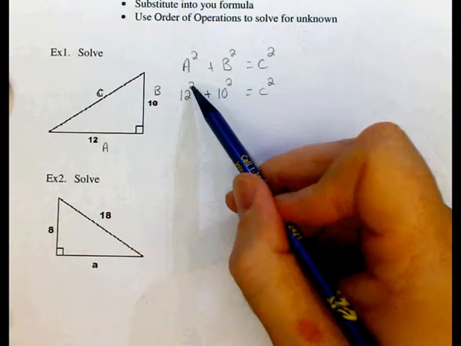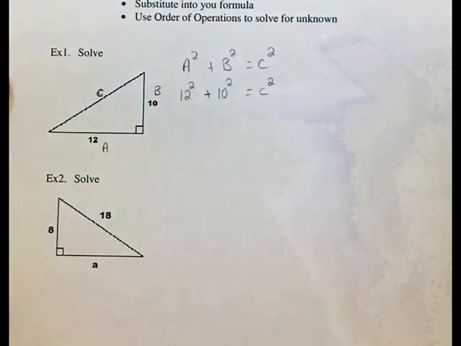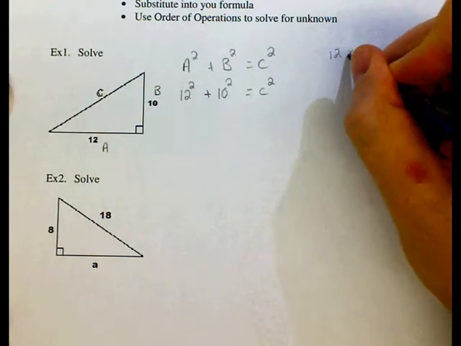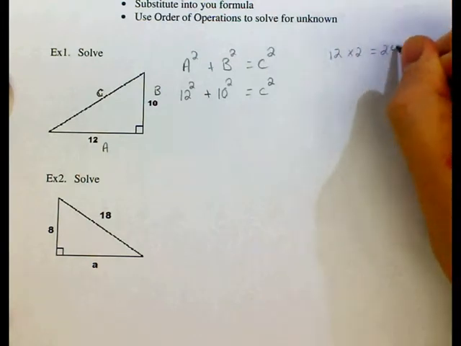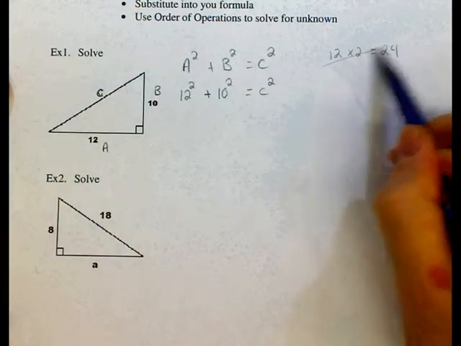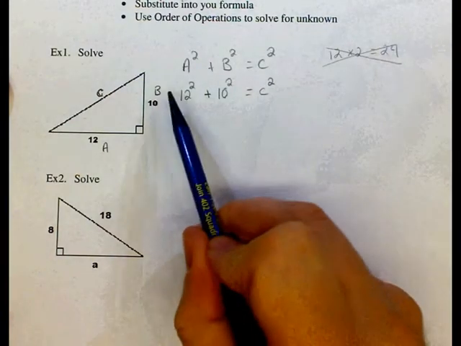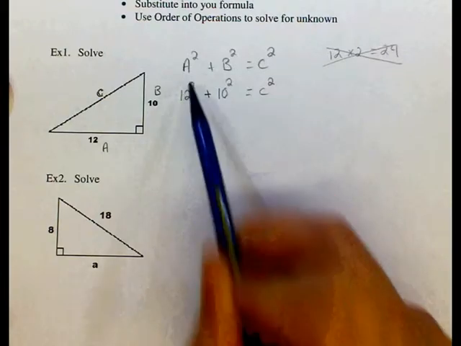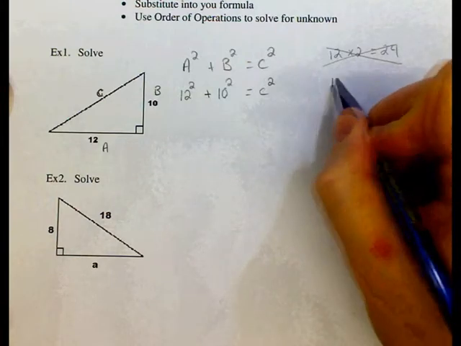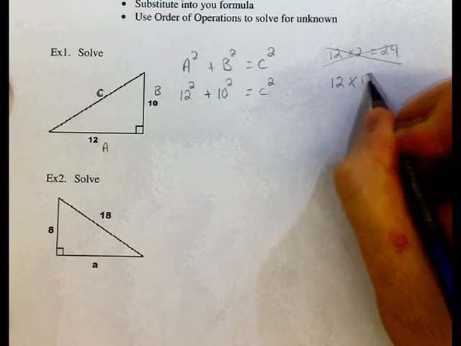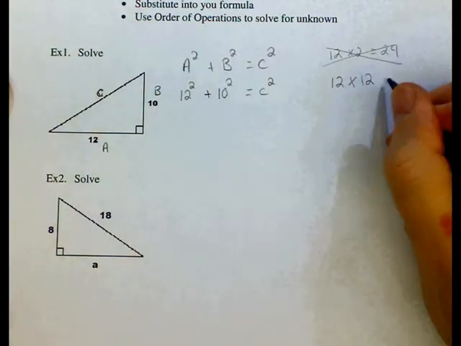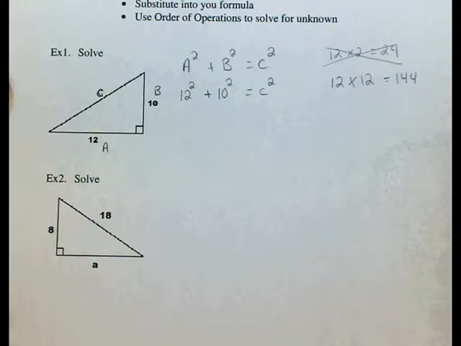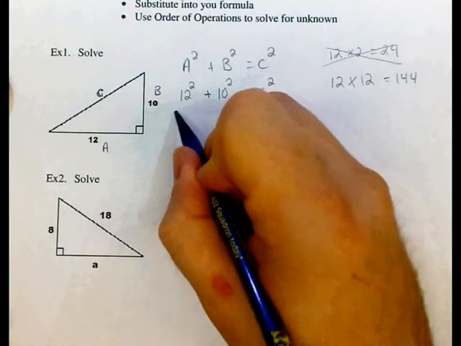Now this squared is a unique term. A lot of people think it means times 2. 12 times 2, which is 24. That's wrong. We don't want to do that. What a squared means is you take the number and multiply it by itself 2 times. So this is really 12 times 12. A little bit of mental math, we know that's 144. So 12 squared is not 24, but 144.